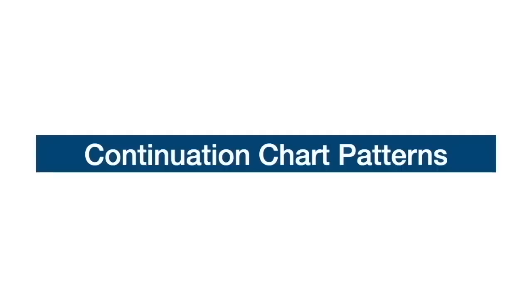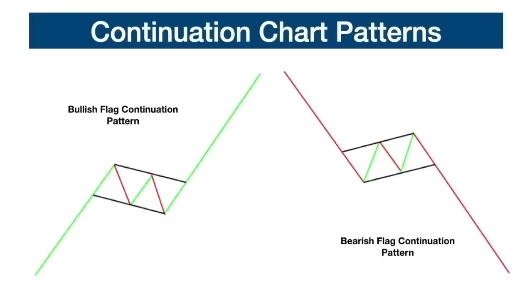Continuation chart patterns are technical price behaviors, in which, after a short consolidation phase, price continues to follow the current main trend. The main continuation chart patterns are flags and wedges. Flags are short phases of consolidation that occur in the opposite direction of the main trend and are characterized by two phases. In the first phase, we have a rapid rise or fall of prices depending on the current trend.